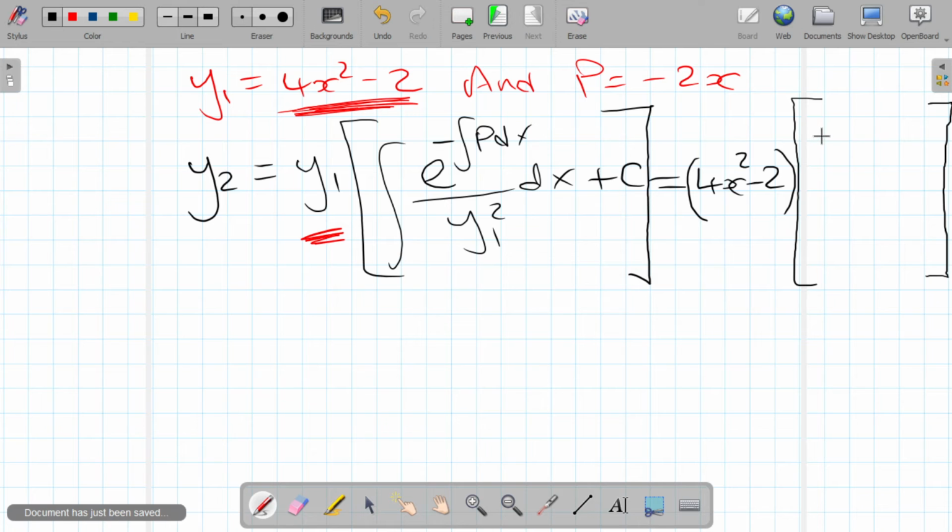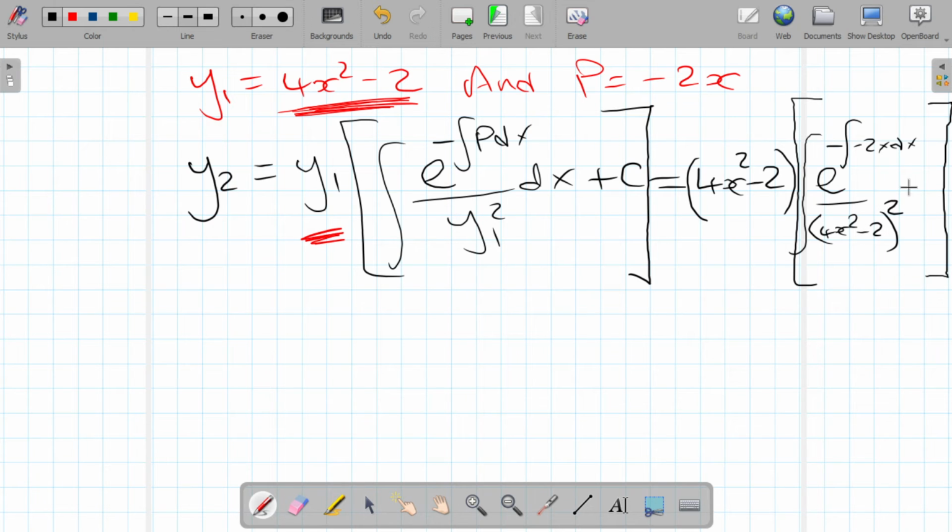So we've got, inside the brackets, an integral of e to the minus integral of p dx. Well, p is minus 2x, then we've got our dx term there, and underneath, in the denominator of this integral fraction, we've got 4x squared minus 2 all squared. Then we've got our dx term, and we've got a constant somewhere there. Right.